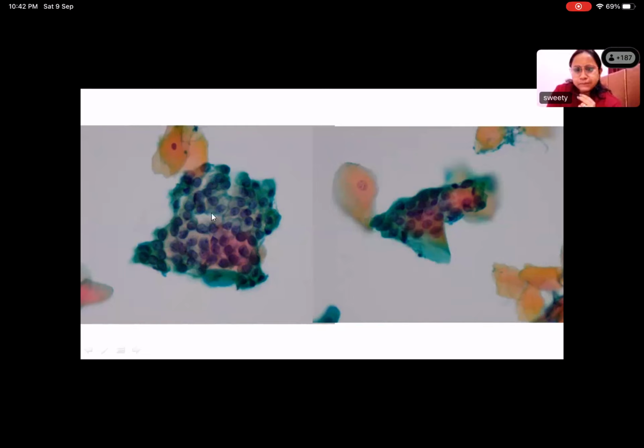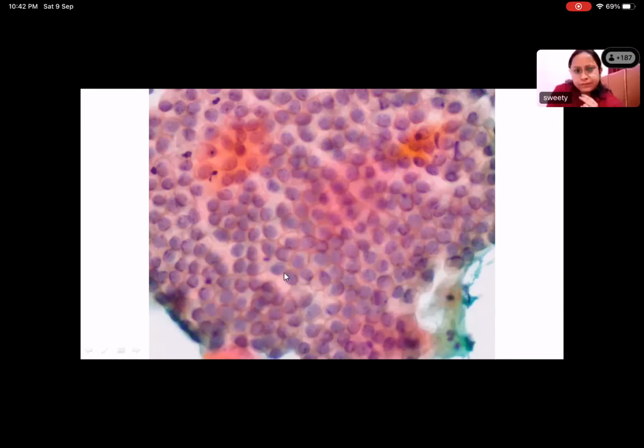So this is the slightly higher power of the same cluster. So like you rightly pointed out, this is the honeycomb pattern. So here you can see this pattern very clearly. So what do you mean by honeycomb pattern, Sweetie? Ma'am, all are arranged in a honeycomb pattern with the clustering of cells.